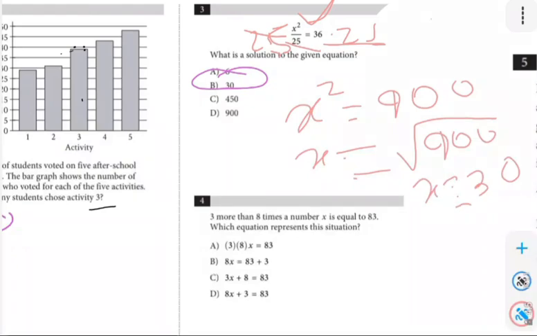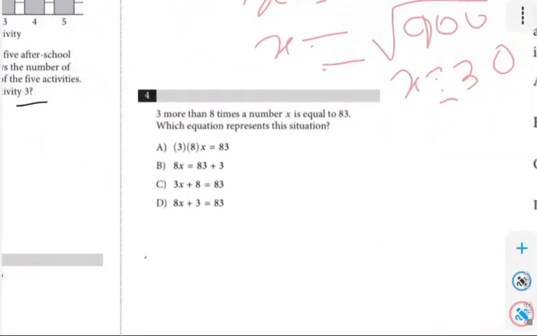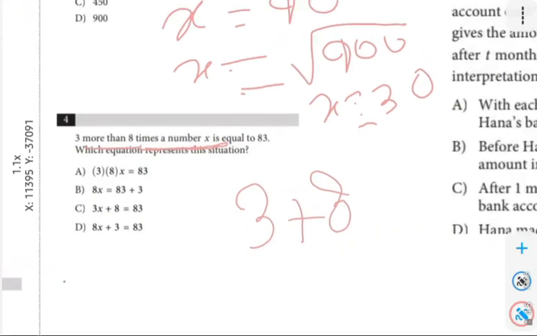Now here it reads that 3 more than 8 times the number x is equal to 83. Which equation represents this situation? Now, 3 more than means we have to add something, so we will just write 3 plus 8 times the number x. 8 times the number x means when we multiply x by 8, and that equals 83.